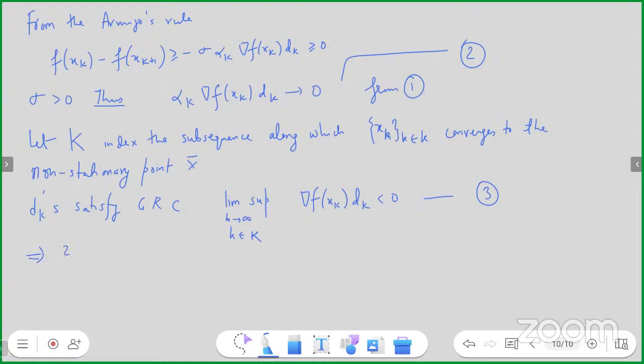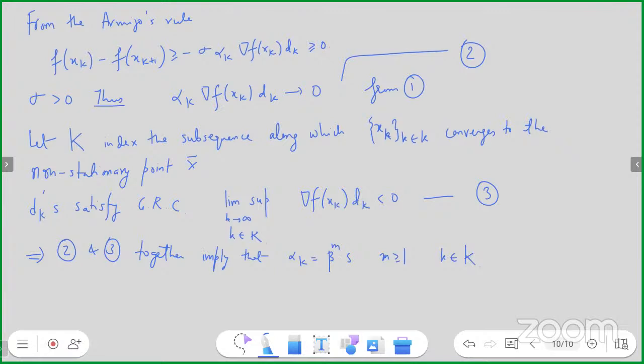So, because of this, 2 and 3 together imply that alpha k is of the type beta power m times s for m greater than or equal to 1, for k belonging to capital K. That's all it means. So it's going to choose the m for which that condition is guaranteed.